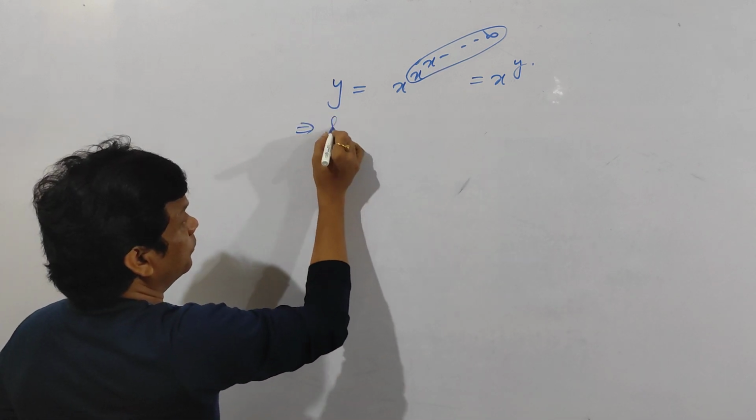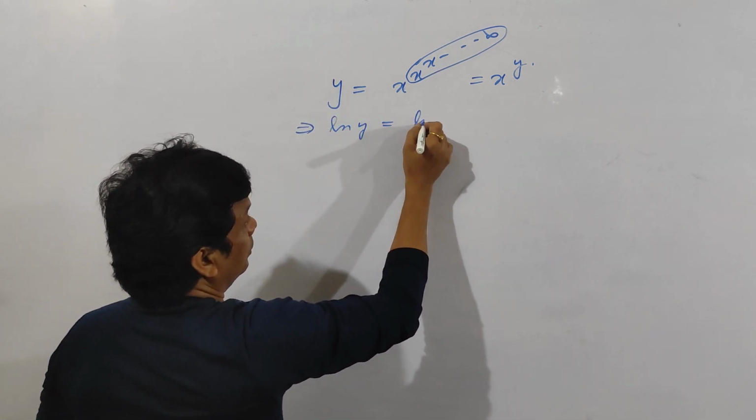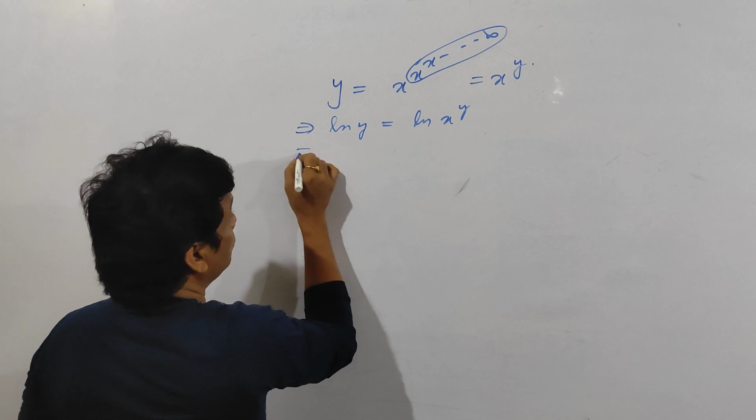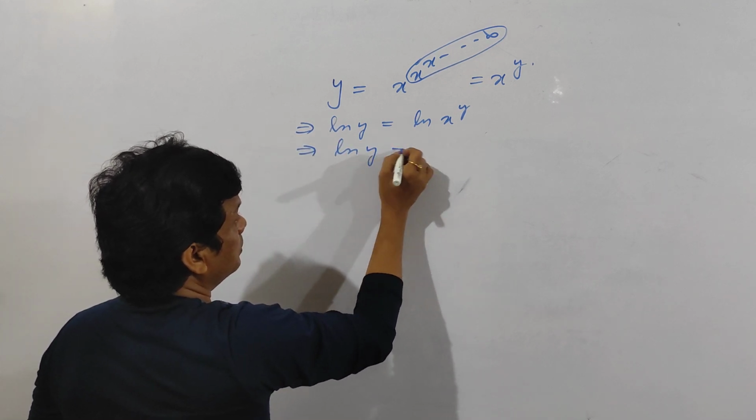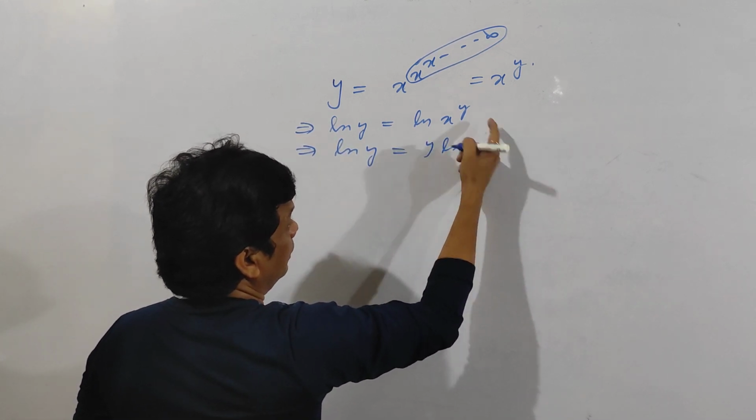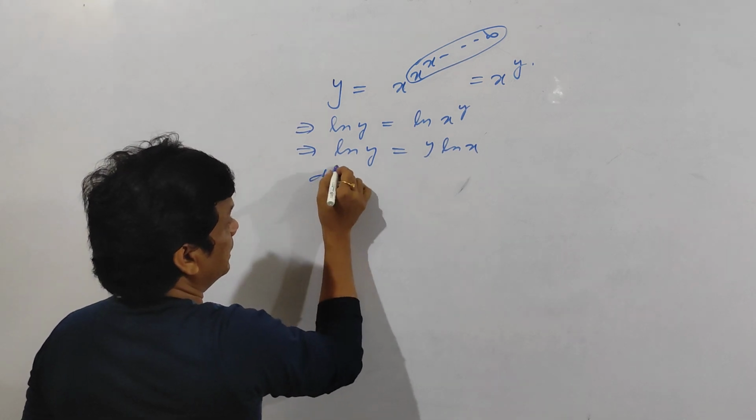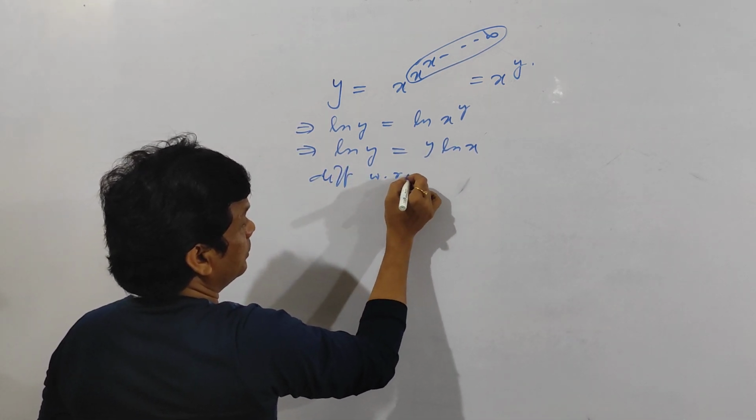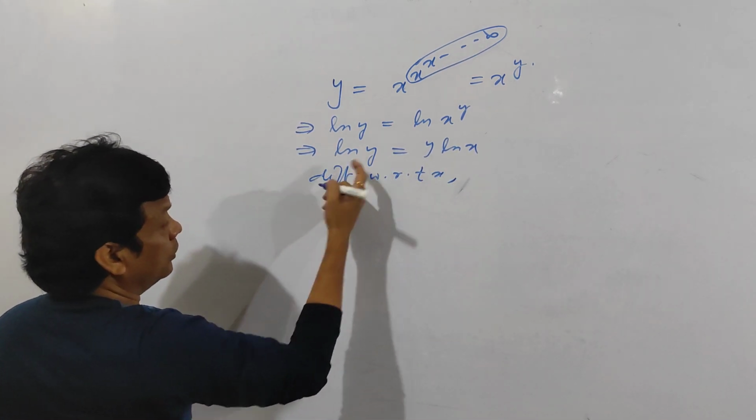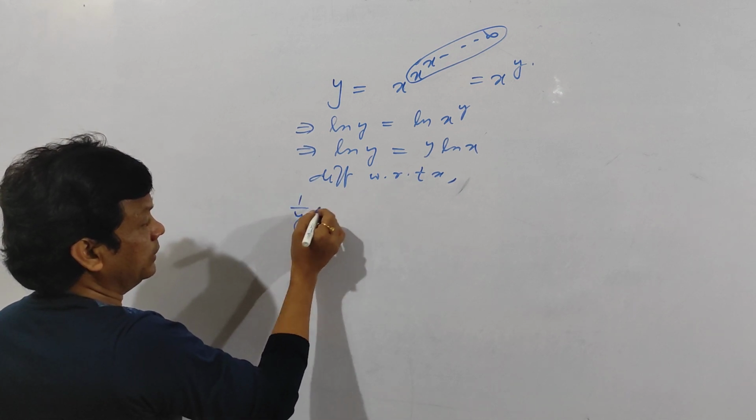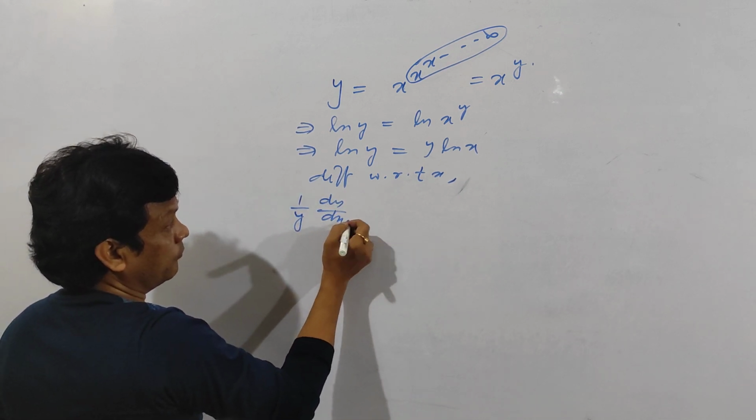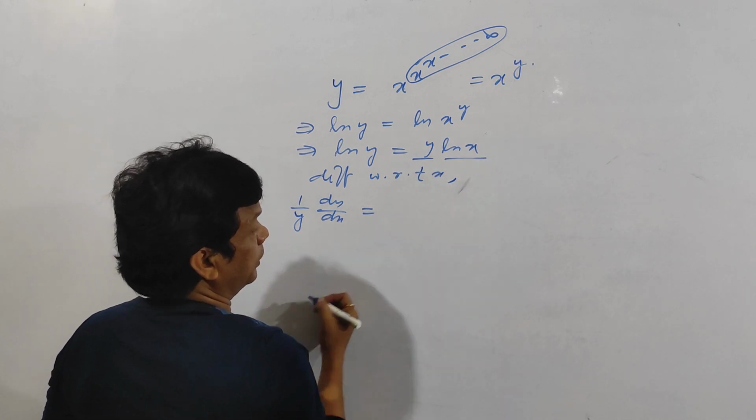So take logarithm of both sides. Ln y is equal to ln of x to the power y. So it implies ln y is equal to y ln x. Take y to the front side. So now differentiating with respect to x, the derivative of ln y is 1 by y into dy by dx. And on the right side it is a product of y and ln x, so apply the product rule.